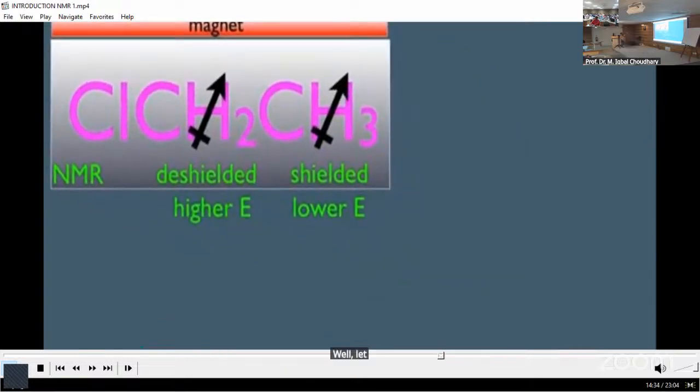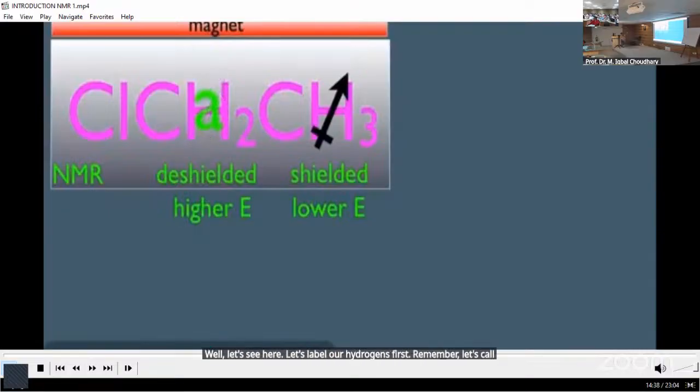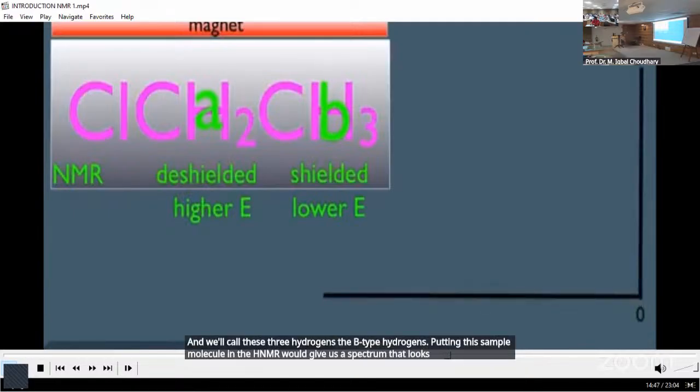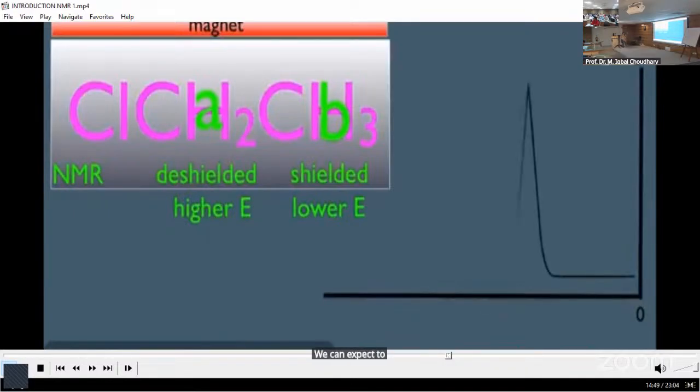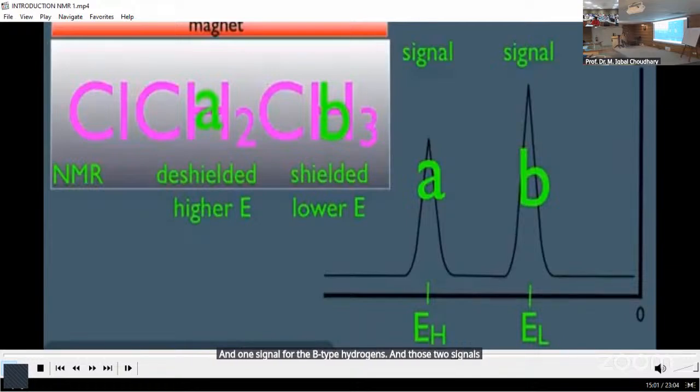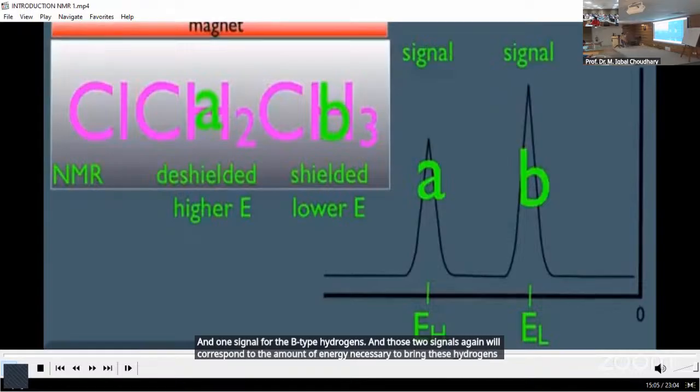Well, let's see here. Let's label our hydrogens first. Remember, let's call this guy the A hydrogen, and we'll call these 3 hydrogens the B-type hydrogens. Putting this sample molecule in the NMR would give us a spectrum that looks like this. We can expect to see 2 signals in it. Remember, one for the A-type hydrogens and 1 signal for the B-type hydrogens. And those 2 signals again will correspond to the amount of energy necessary to bring these hydrogens into resonance.